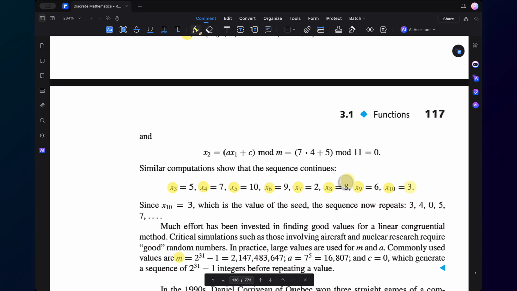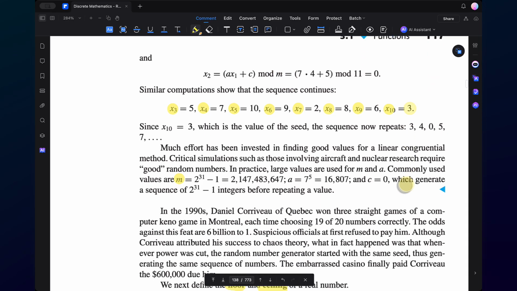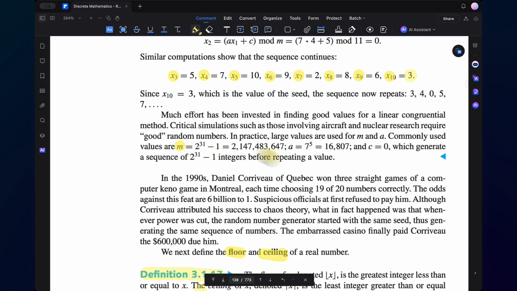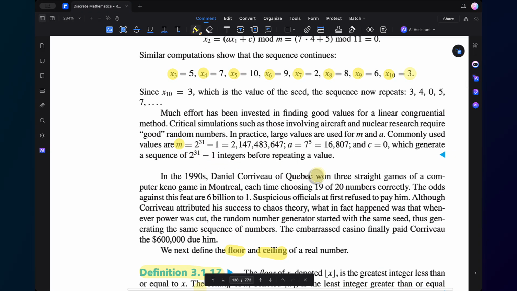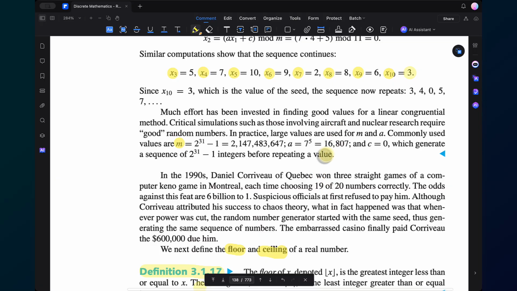One of the problems with this method is that it generates a finite repeating sequence, right? And that repeating sequence will have length at most M. So you need to pick large M's, and that's what they're going on about here. If you pick huge M's, then it's very difficult to detect the sequence that's being generated.